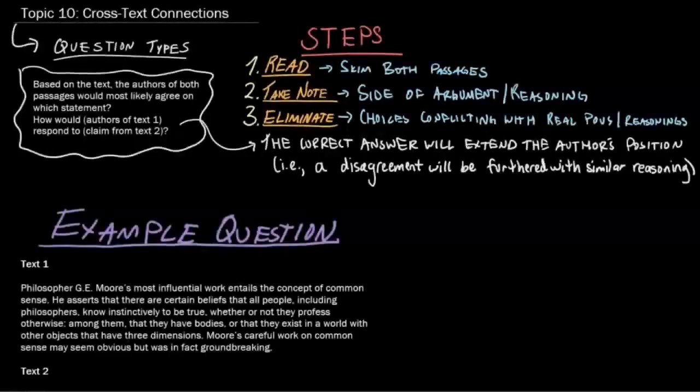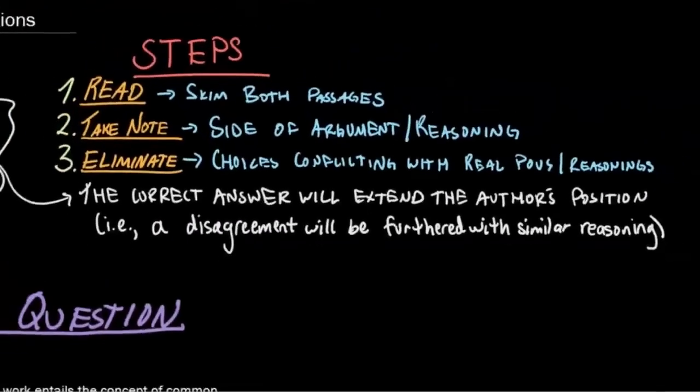So question types. Based on the text, the authors of both passages would most likely agree on which statement, or how would the authors of text 1 respond to a claim from text 2, or text 2 to text 1, etc. Okay, these are pretty simple. They're kind of like rhetorical synthesis in that you do have to do a lot of reading sometimes, but here are steps to solve those types of problems. So the first thing you're going to do, you want to skim passages. You don't necessarily need to read every word. Just make sure you get the general idea. Make sure you know which side of the argument both are on, what line of reasoning they have.